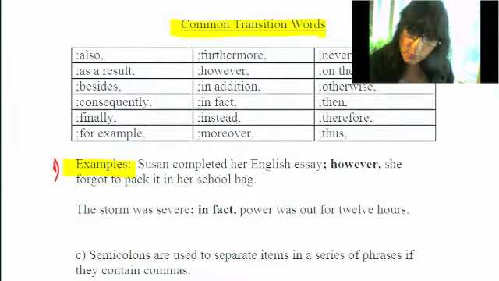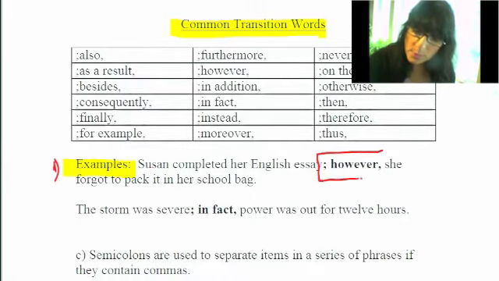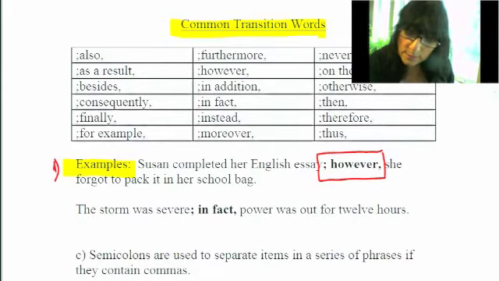The first example, Susan completed her English essay; however, she forgot to pack it in her school bag. So by using this word, however, you're giving some emphasis, you're explaining further. You don't want to just say Susan completed her English essay, period. She forgot to pack it in her school bag. You want to emphasize and you want to use some form of transition between your two ideas. So in this case, you put the semicolon before the transition word, then the transition word, and then the comma.